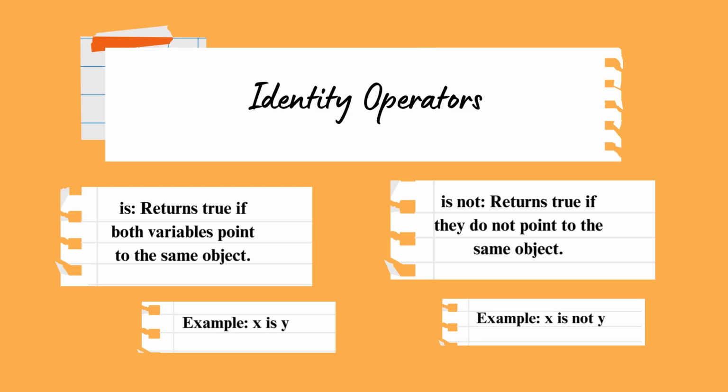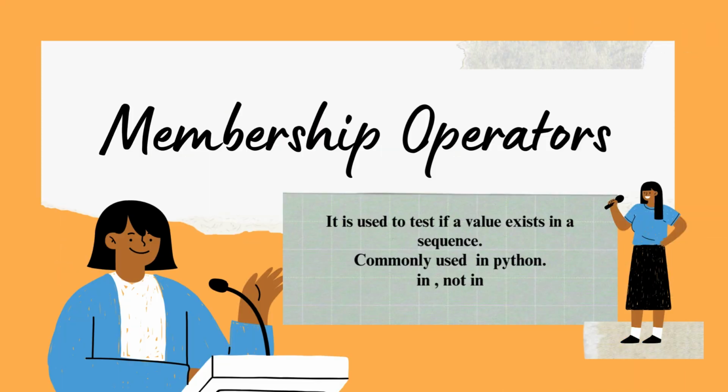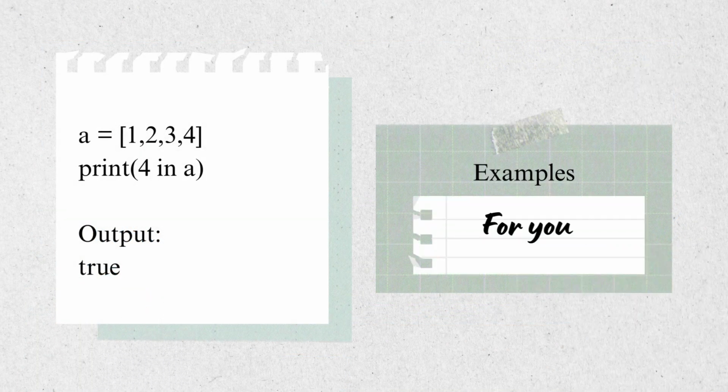The next, we are looking into membership operator, which is used to test if a value exists in a sequence, which is also commonly used in Python. Operators are in, not in. If we have a list of values, that is a equal to 1, 2, 3, 4, then print 4 in a, it returns true because the value 4 is present in the list a.